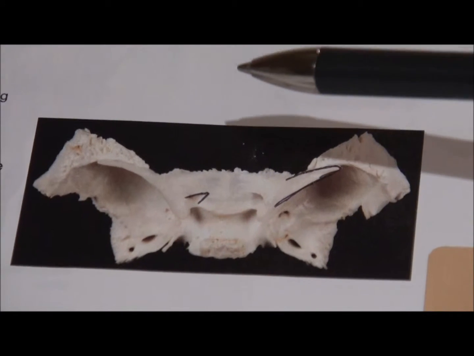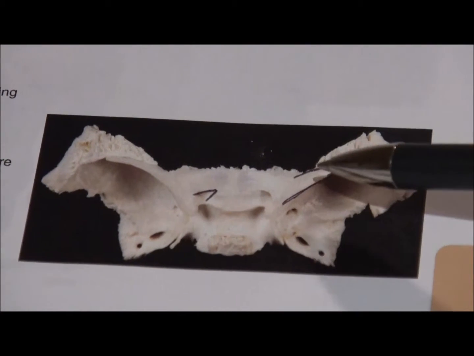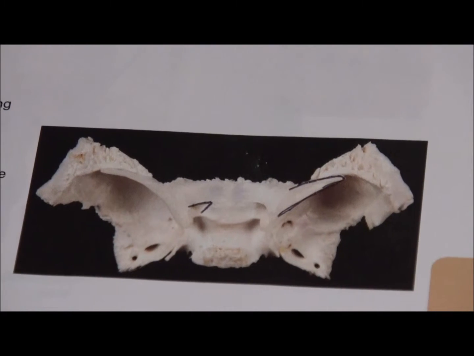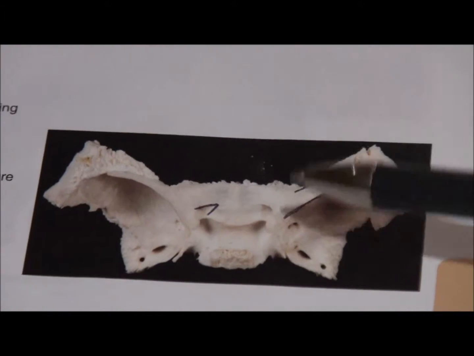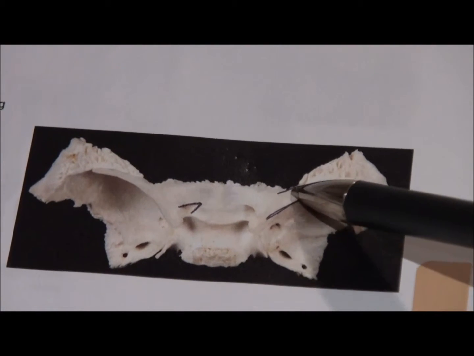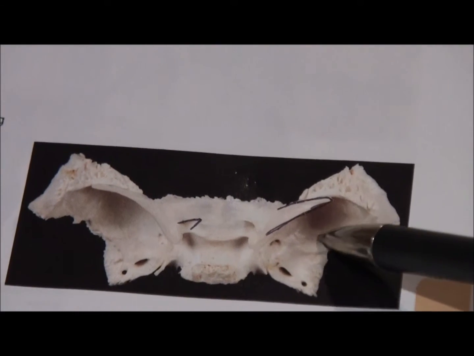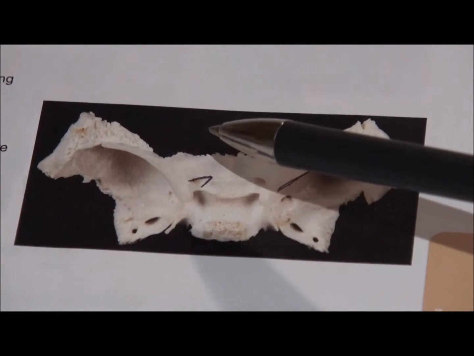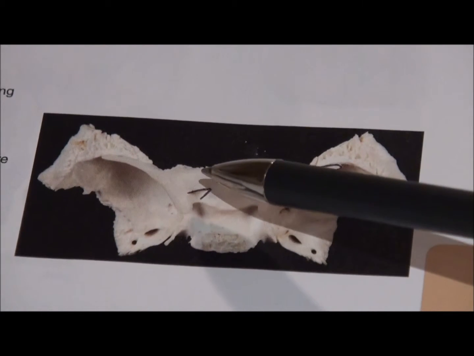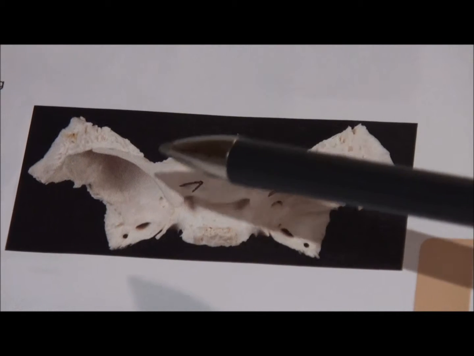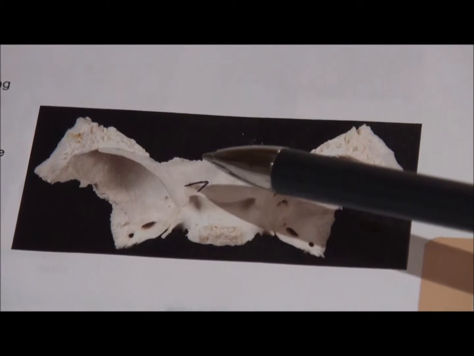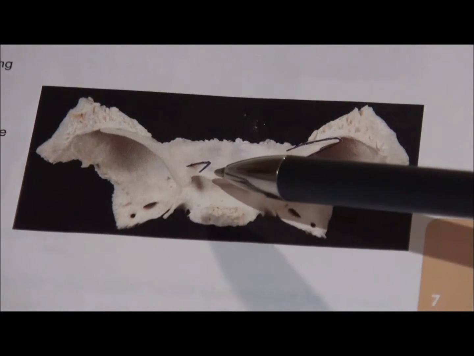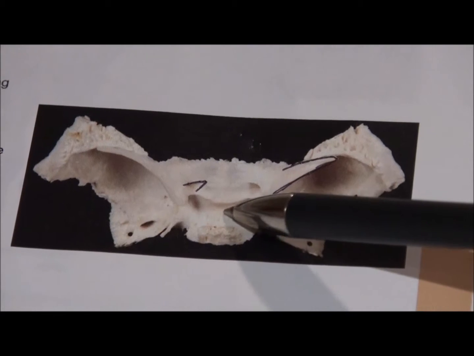Sphenoid, we have the superior orbital fissure, which is right here. Cranial nerves that control eye movements, 3, 4, and 6, pass through here. This is the lesser wing, the greater wing, and the optic canal. The optic nerve, cranial nerve 2, passes through here. The sella turcica is here. The hypophyseal fossa is here.